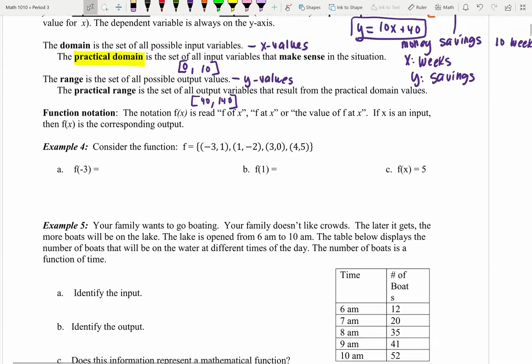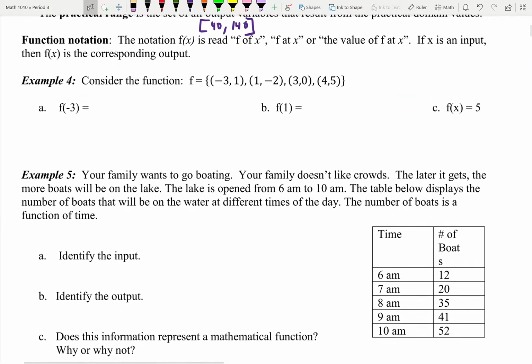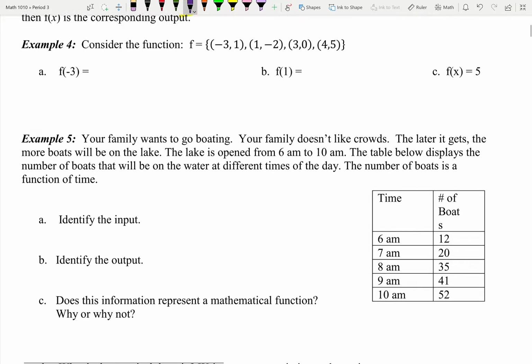Okay, function notation. I need you to know how to say this. See this right here? See that f of x? You say f of x. That's how you say it. Okay? So, look right here.